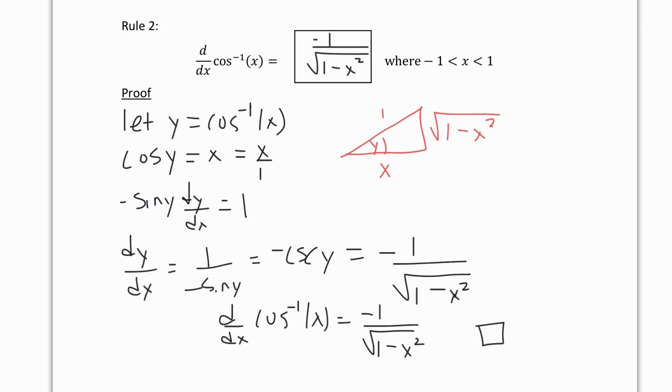I guess it kind of makes sense because cos has a negative, so maybe cos inverse also has a negative. But it's weird that we get this root again. It seems to be maybe typical of these inverse trig functions, that we don't end up with trig functions for their derivatives. We end up with some type of radical with some type of fraction.